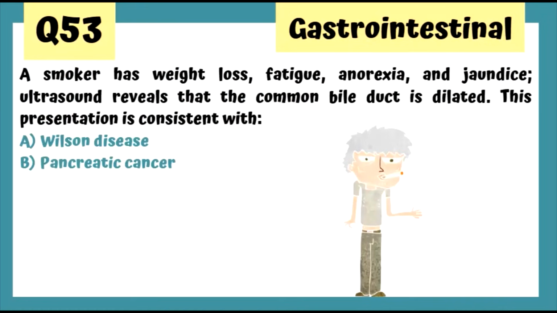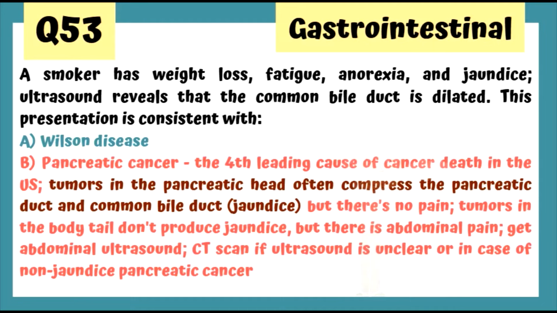Question 53. A smoker has weight loss, fatigue, anorexia, and jaundice. Ultrasound reveals that the common bile duct is dilated. This presentation is most consistent with pancreatic cancer. Again, weight loss and the common bile duct dilation due to obstruction. Tumors in the pancreatic head often compress the pancreatic duct and common bile duct, leading to jaundice.